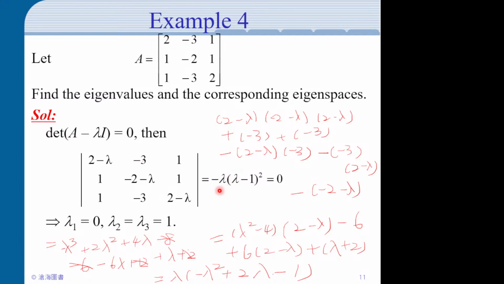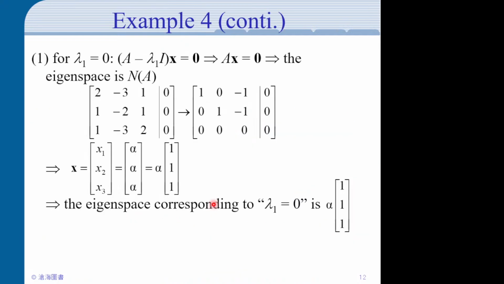You do the calculation, and you see the characteristic polynomial can factor into lambda times (lambda minus 1) times (lambda minus 1). So now we have 3 roots. The first root is lambda 1 equals 0. And now we have a degeneracy in the roots: 2 roots are the same, lambda 2 and lambda 3 equal to 1. For the first one, lambda 1 equal to 0, A minus lambda 1 I is just your A. And so you just want to solve Ax equals 0.